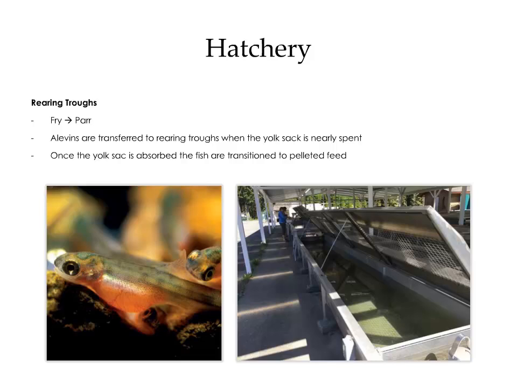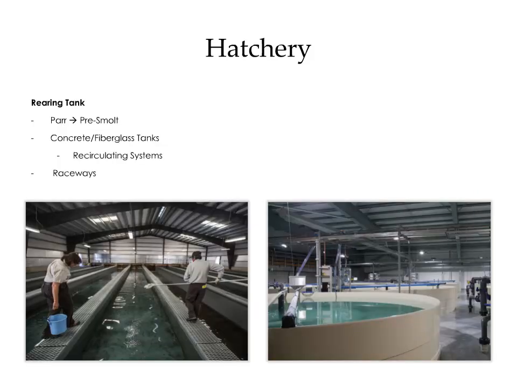Once the yolk sac is resorbed, the alevin become fry, which are transferred to rearing troughs. At this point, the fish are transitioned to pelleted feed. They remain in the rearing troughs until they become parr. Parr are transferred into rearing tanks, where they can develop into smolts. Rearing tanks can be raceways or recirculating systems.